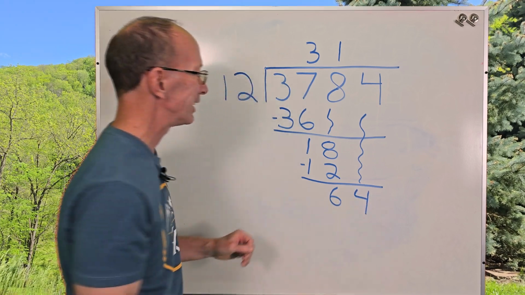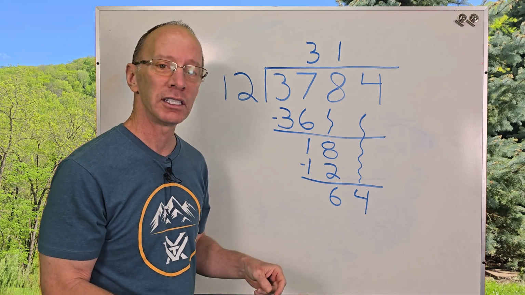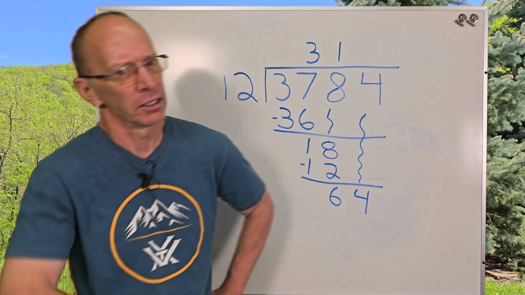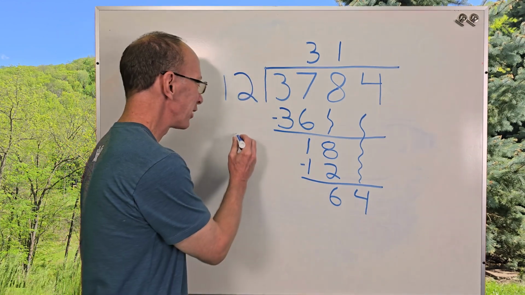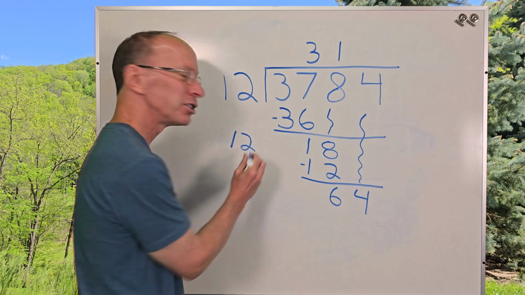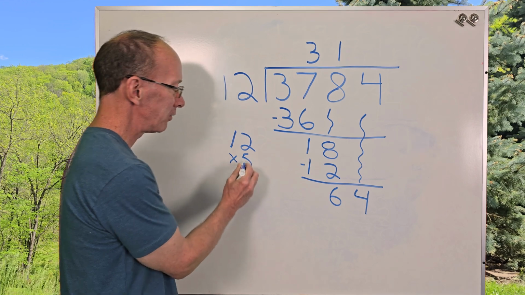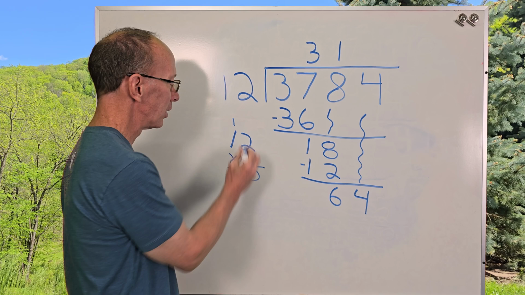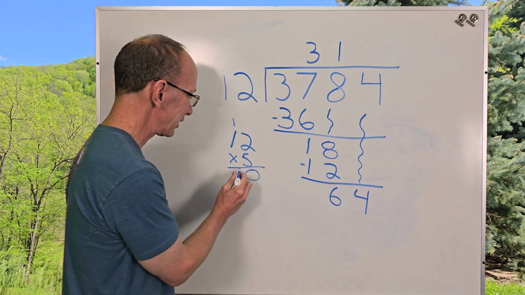So now I have 64. How many times can I put 12 into 64? If you don't know your multiplications of 12s, well, you should have learned your multiplication of 12s. But if you don't, you can do a little figuring over on this side here. So let's try 5. So I'm going to multiply 12 times 5. 5 times 2 equals 10. Carry the 1, then 5 times 1 is 5, plus the 1 is 6.